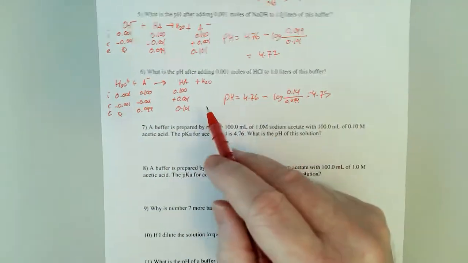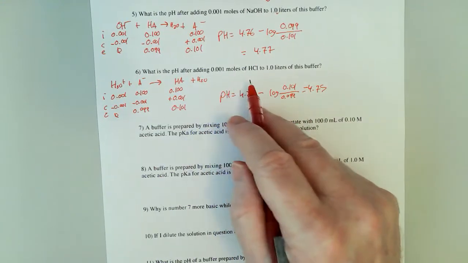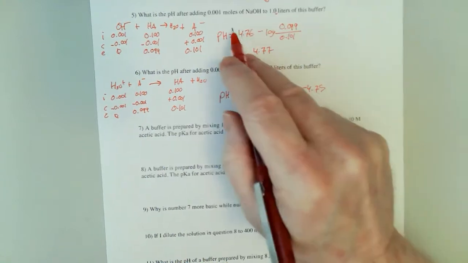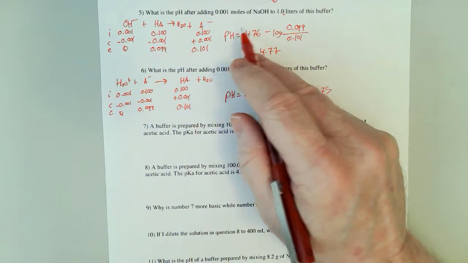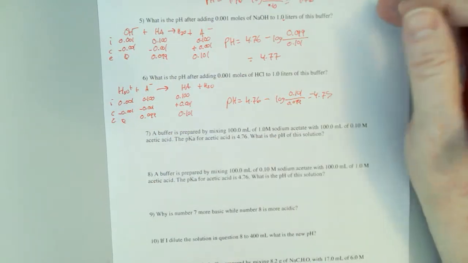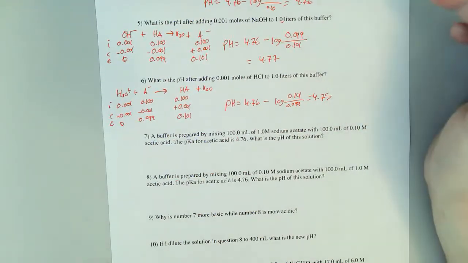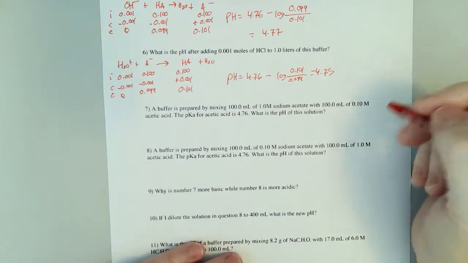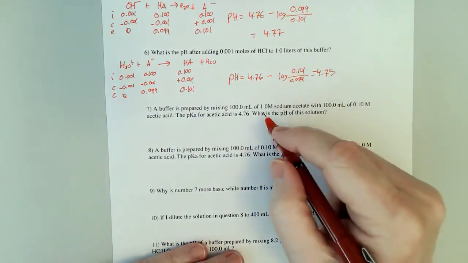So I add a considerable amount of acid. The pH only drops 0.01. Here I added a considerable amount of base, and it only goes up by 0.01. All right, buffers work. Okay, now, here, I'm dealing with factors of 10 in this question.